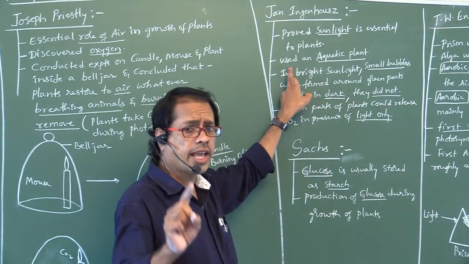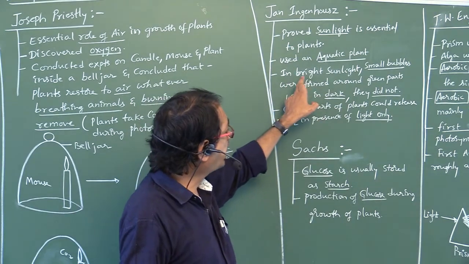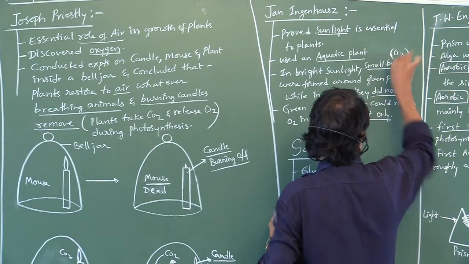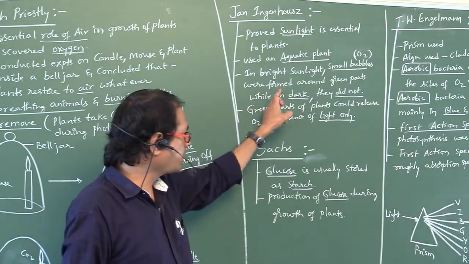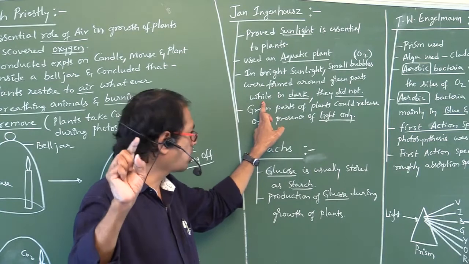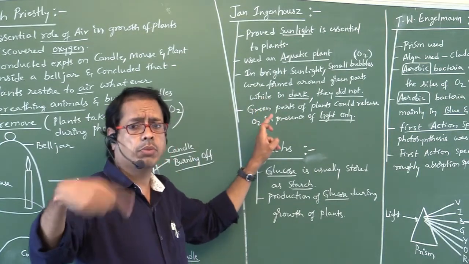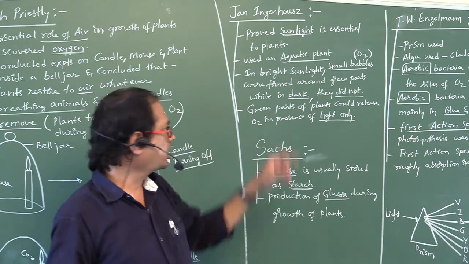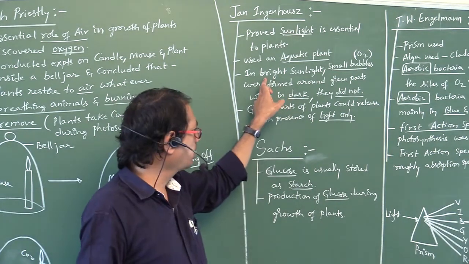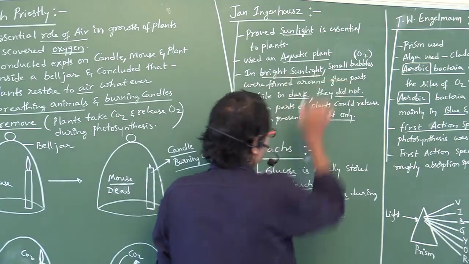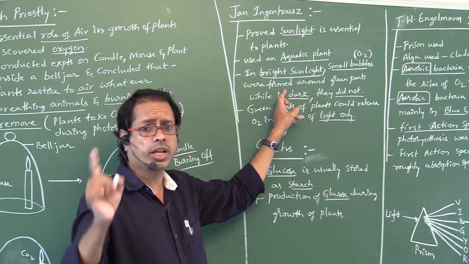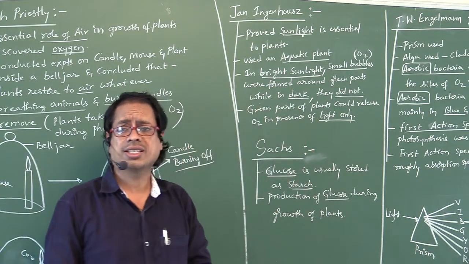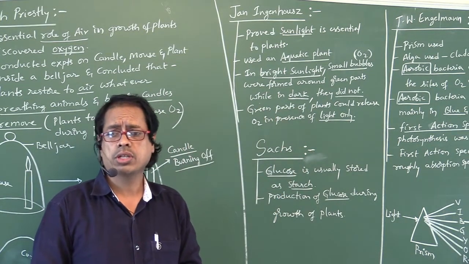Next, he used an aquatic plant. In bright sunlight, small bubbles were formed around the green parts, while in the dark they did not. These bubbles can later be identified as oxygen. So the plant kept in bright sunlight formed small bubbles around the green parts, while in the dark no oxygen is released, that is, bubbles are not obtained.